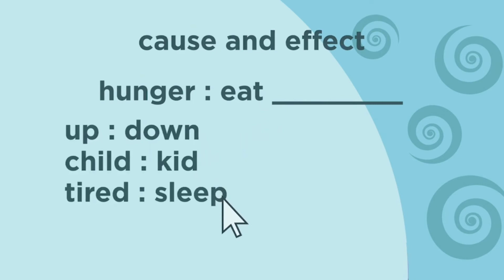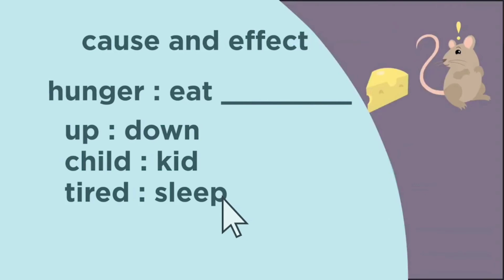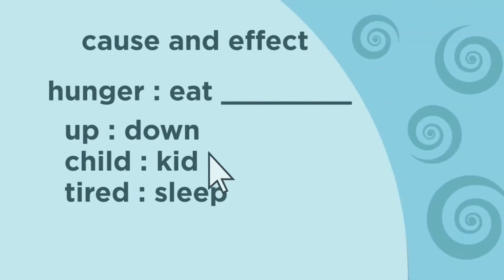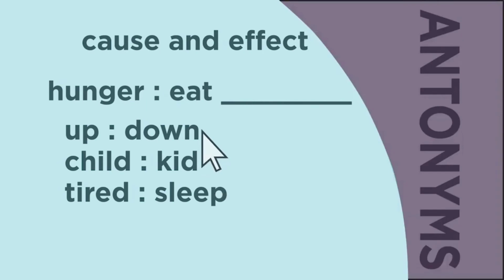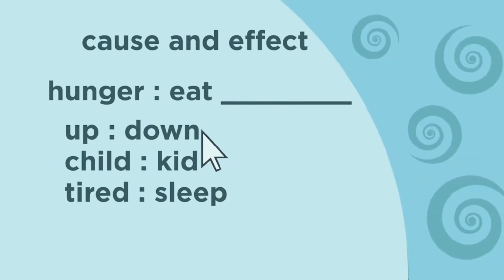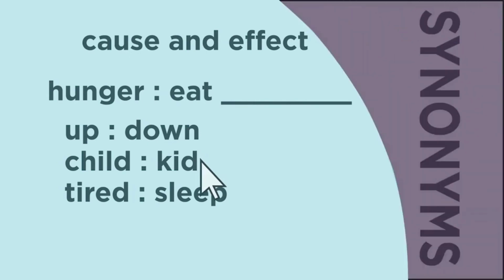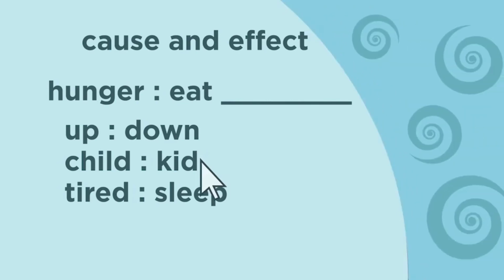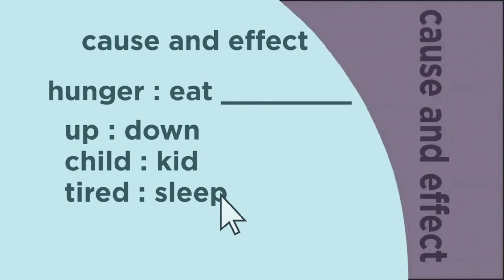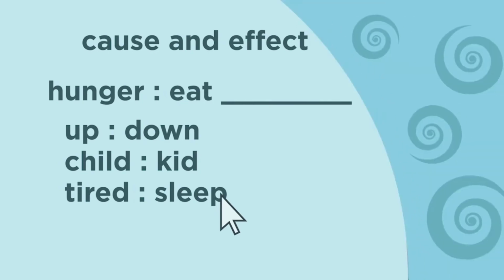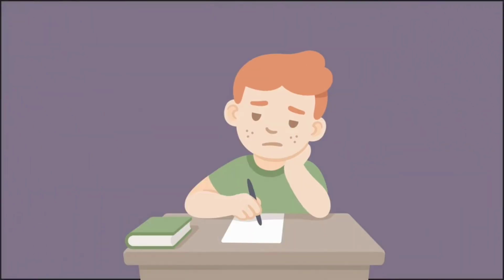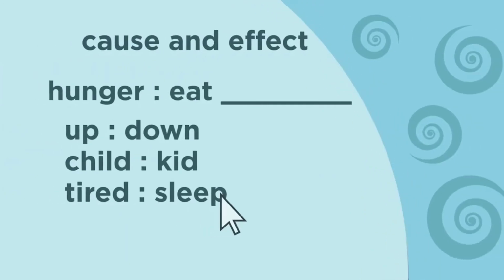This is a cause and effect relationship because hunger causes someone to eat. Up and down are opposites or antonyms, so this is not the correct choice. A child and a kid are similar, which means they are synonyms, not a cause and effect. Tired and sleep is the choice that shows a cause and effect relationship. You know this because being tired can cause someone to sleep. The analogy would therefore read, hunger is to eat as tired is to sleep.